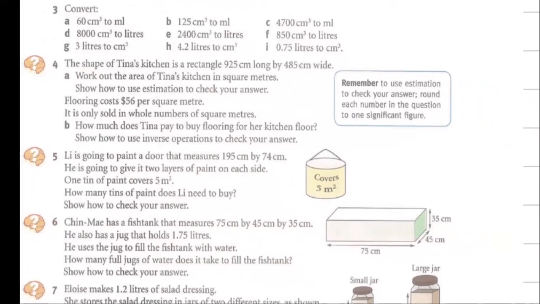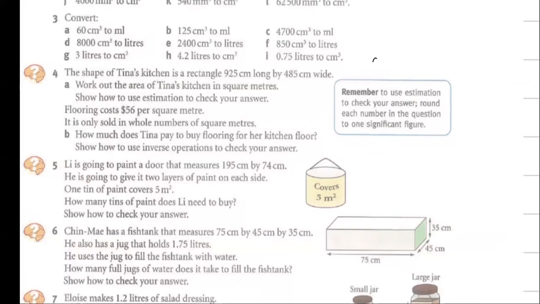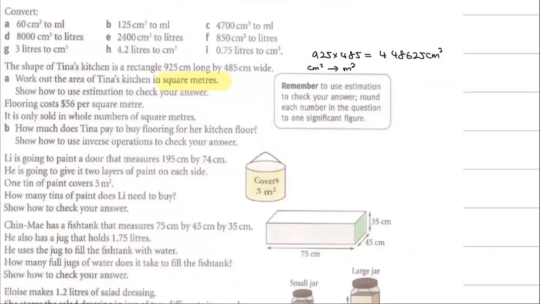Okay, the estimating part, it is subjective to how you do it. So there are 2 ways of doing it. First, we can either just use 925 times 485. Well, I don't really like this method, but I'll just show it to you. 448,625 square centimeter. Then your square centimeter need to change to square meters because the question wants us to be in square meters. So just do that divided by 100.